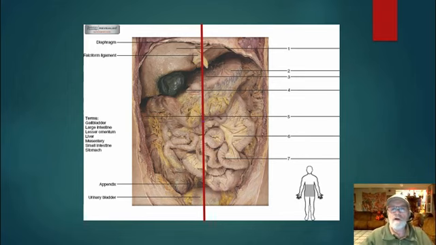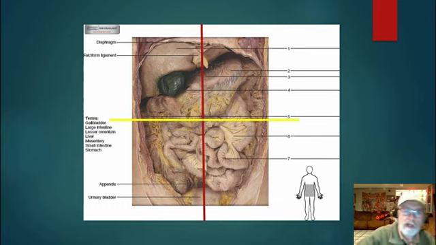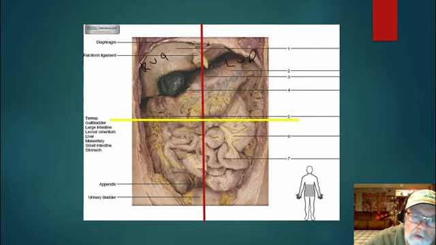Okay, and then let's draw my horizontal line. There we go, there's my horizontal line. So now I have my right upper quadrant, I have my left upper quadrant, my left lower quadrant, and my right lower quadrant.